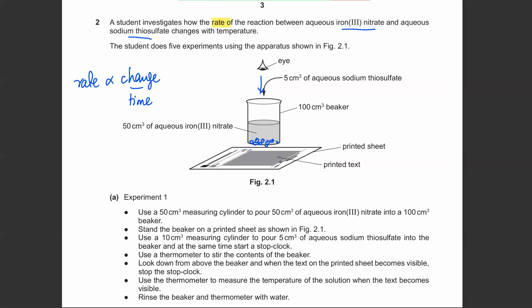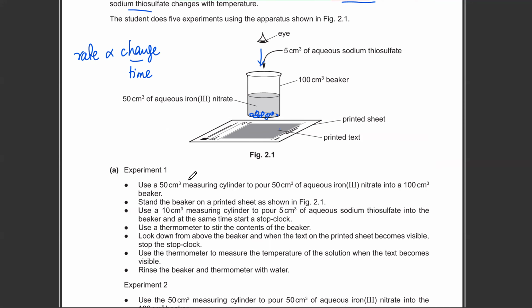So if the reaction is fast, the printed page becomes invisible very quickly. The solid forms very, very quickly. If the reaction is very slow, it takes a long time for the printed page to become invisible, because the solid is going to take a longer time to form.